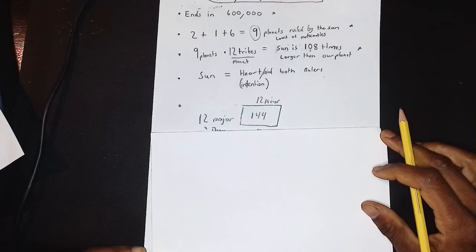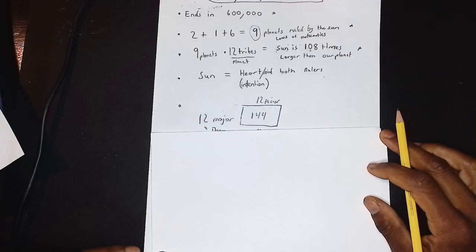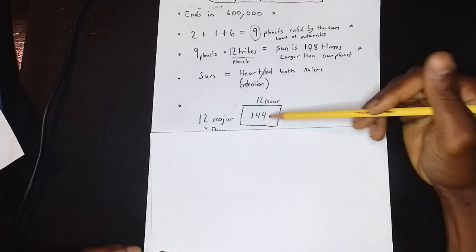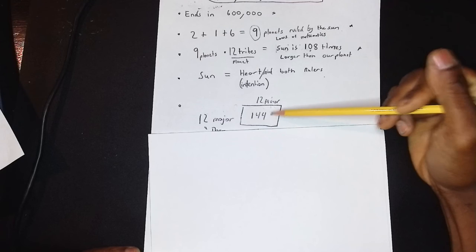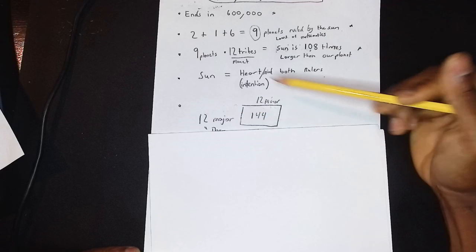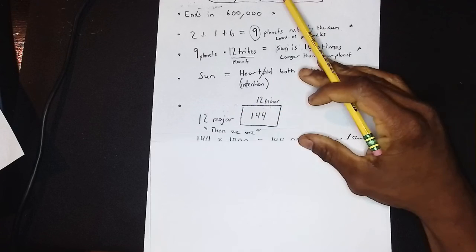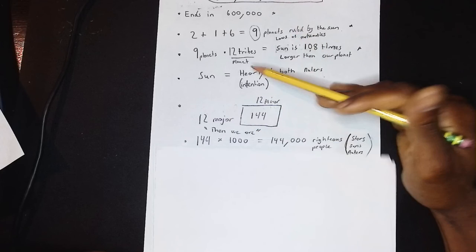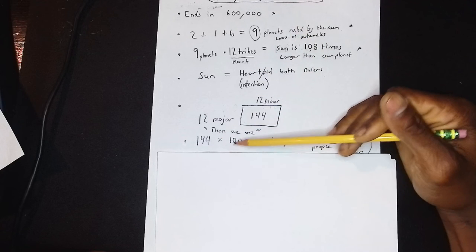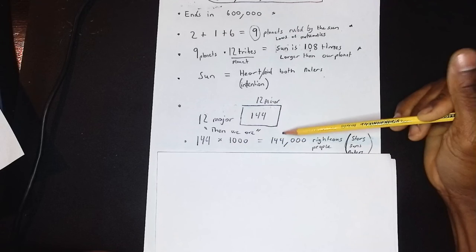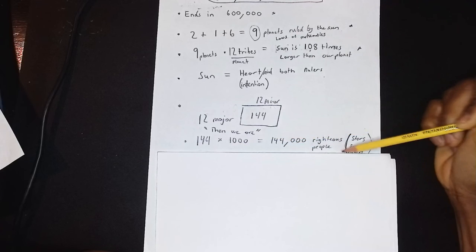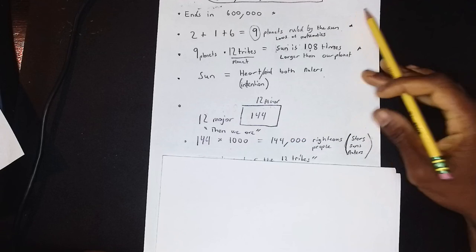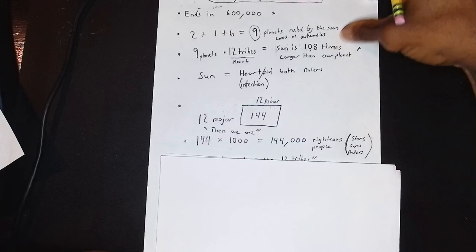12 tribes, 12 major scientists, 12 minor scientists, 144. 12 times 12 is 144. 12 major, 12 minor, 144. Then we are 144 multiplied by 1,000 gives us 144,000 righteous people. Now these are the suns, the stars, the rulers.